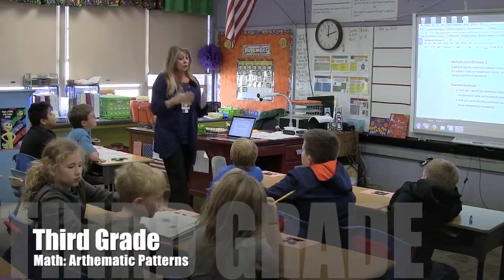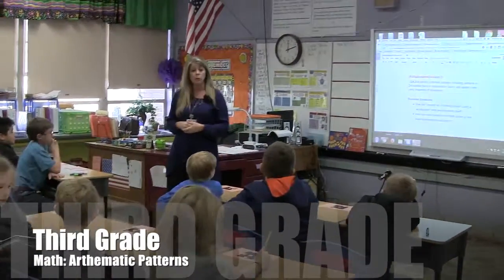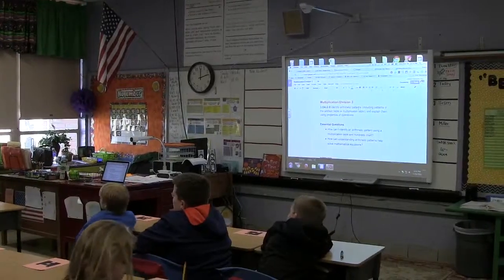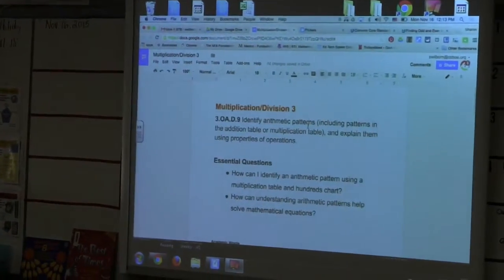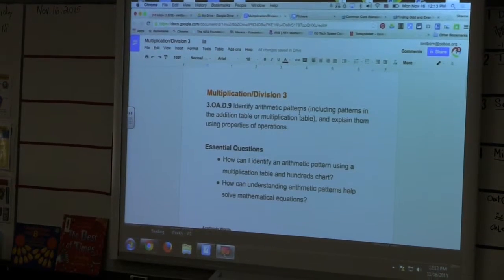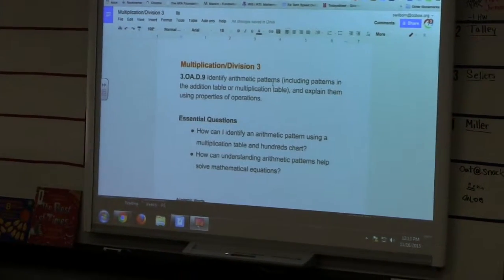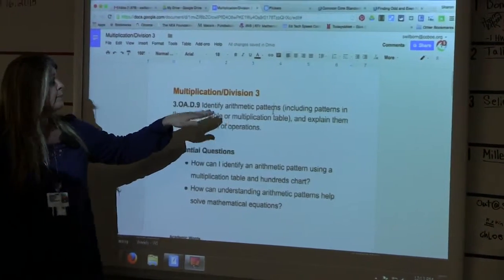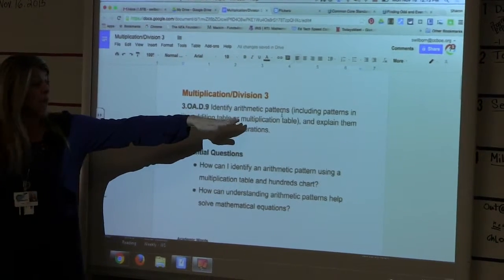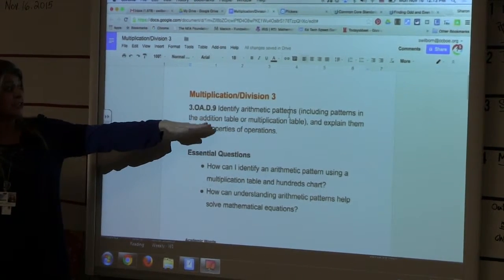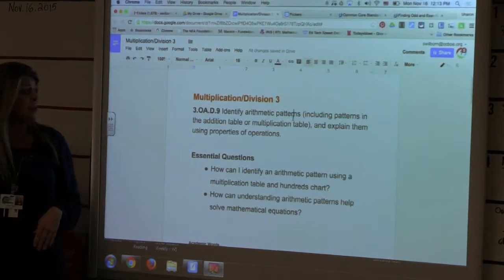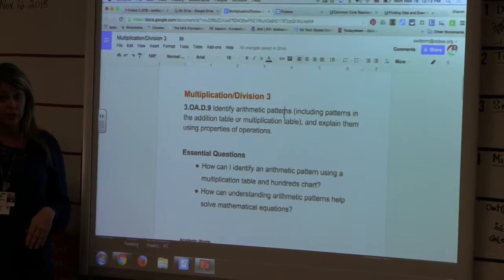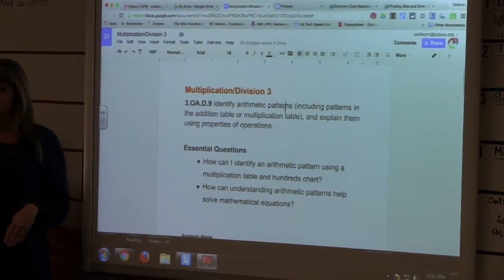First thing we want to do is make sure you know what we're doing today. I can statements over here on her math wall, along with her vocabulary. And our I can statement today is that I can identify arithmetic patterns, including patterns in addition table or multiplication table, and explain them using properties of operations. Okay, so that's kind of what we're going to work on today.